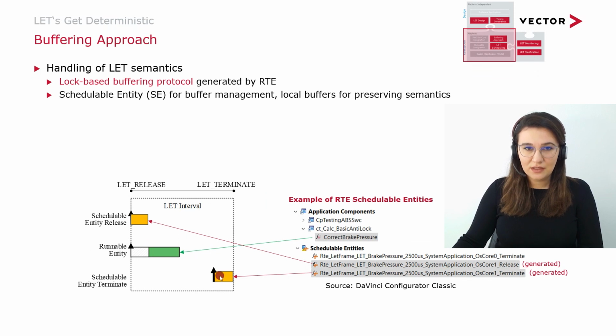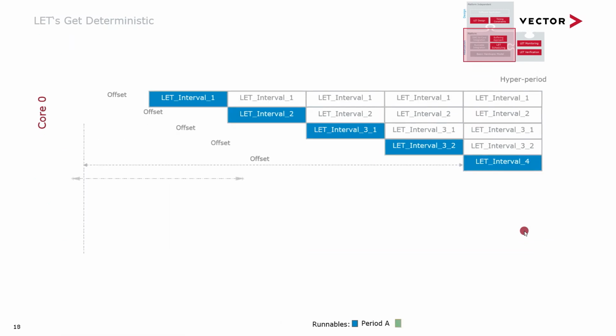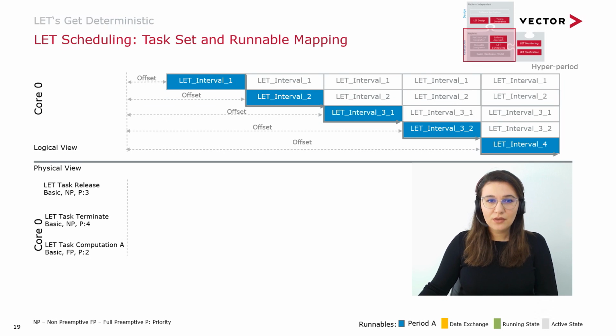These schedulable entities are taking care of preserving the buffers, the local buffers, for preserving the LET semantic, and are generated automatically by RTE. Once the definition is done, which LET interval, respectively which software component, is running in which core, we can continue with the LET scheduling. We will illustrate here only how the mapping or integration of the LET intervals in core 0 is done.